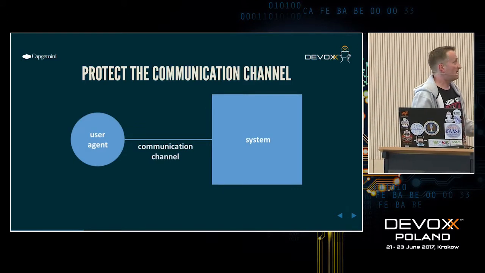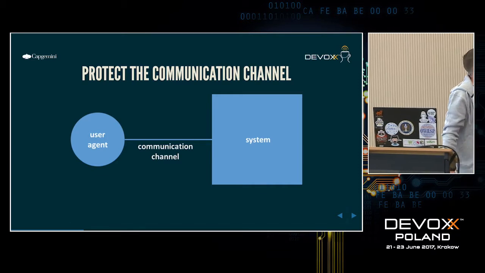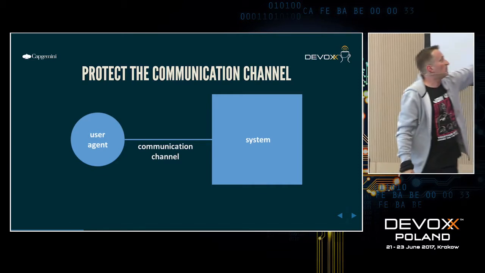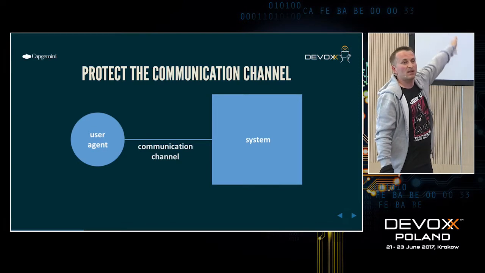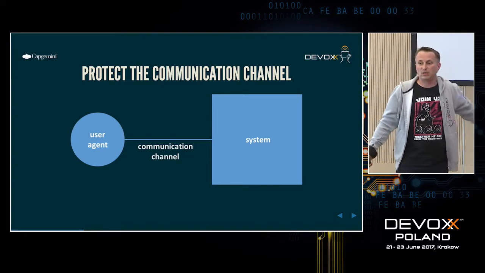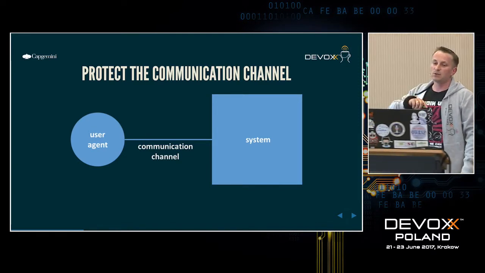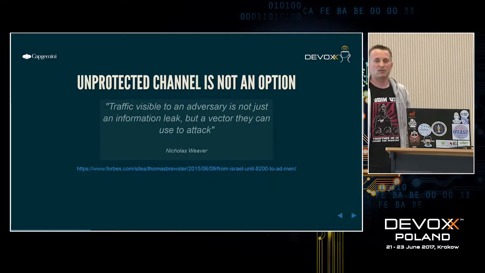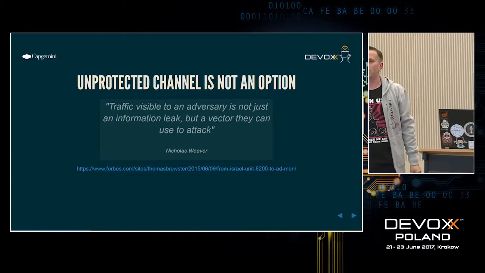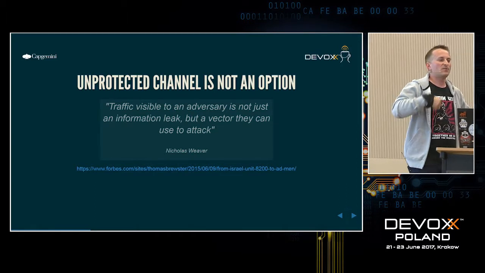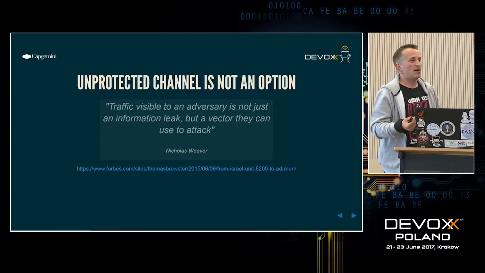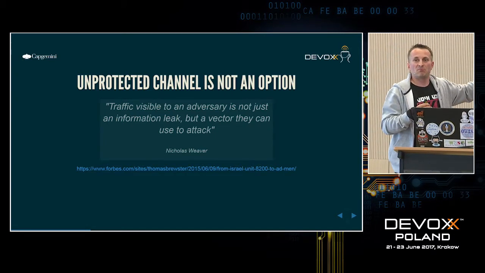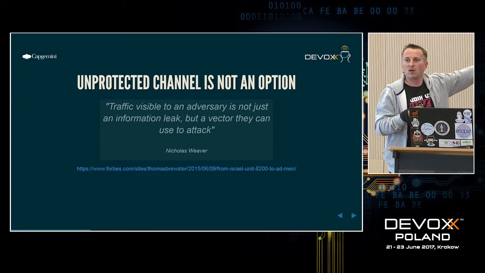Let's build up on it and add some parts to it. Systems usually have a communication channel and some kind of user agent. We usually call it a browser. Let's look at this communication channel. First thing is that we are in the 21st century, so we are not allowed to not encrypt the transportation channel. Why is this?